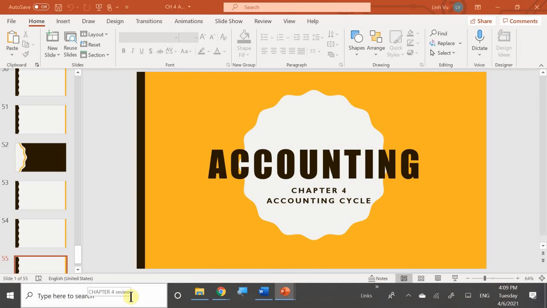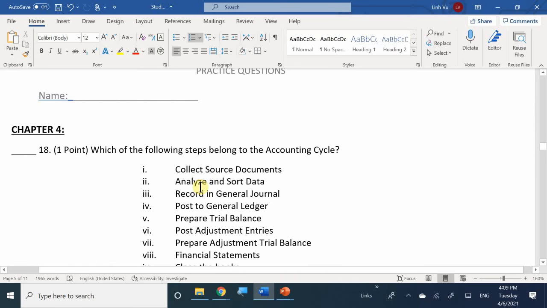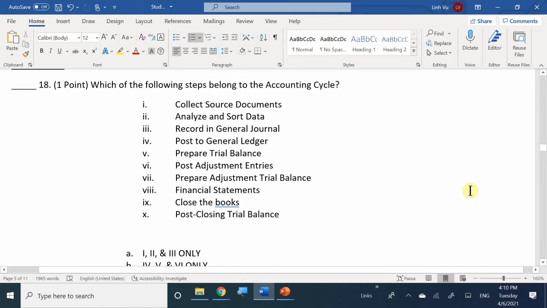So with that being said, here we are, chapter 4, question number 18. Can you guys see the study guide? Okay, just making sure it's working. All right, so which of the following steps belong to the accounting cycle? Okay, here you go. I listed all 10. Now, can you tell me which one belongs to the accounting cycle?